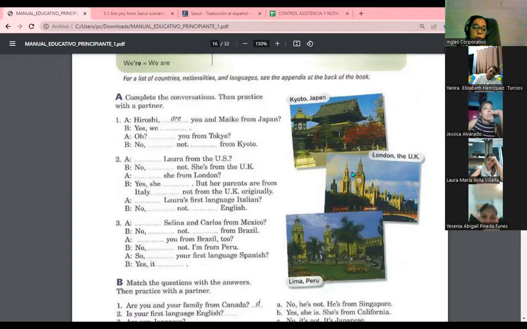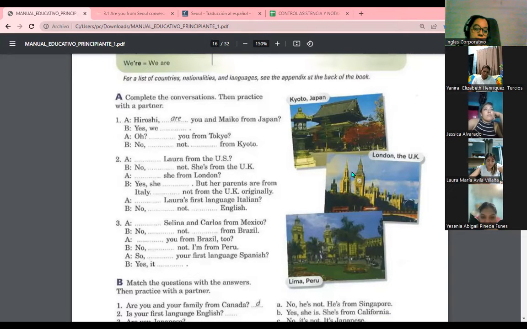Muy bien. Very good. Now, ¿qué tengo que poner ahí? Are you from Tokyo? Ajá. ¿Por qué usted dice que es are you? Because the subject is you. Very good. So, are you from Tokyo? ¿Qué le respondemos? No, I'm not. Y luego le digo, I'm from Kyoto. Ya le estoy cambiando. La teacher está diciendo Tokio, solo porque quiero ir a Tokio. Ok, muy bien. Number two.